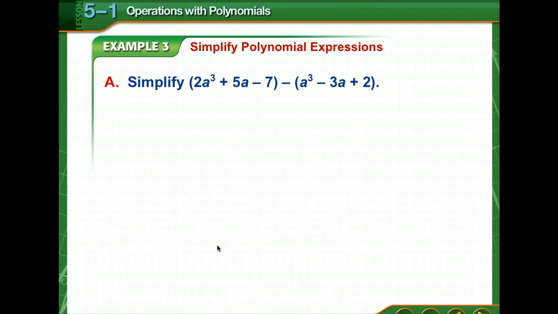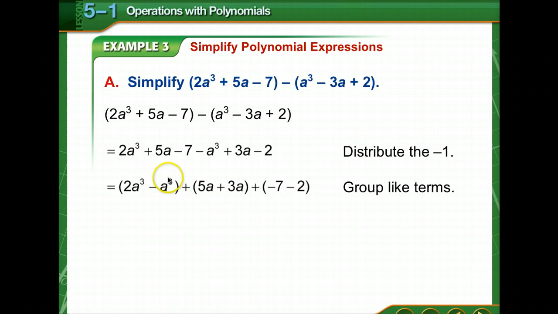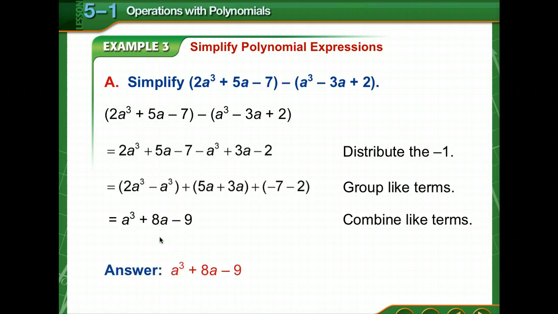You can simplify a polynomial just like you can simplify a monomial. You're going to perform the operations indicated and combine the like terms. So this one, we're going to distribute this negative 1 across the parentheses. So it's in essence going to change the sign of every term inside the parentheses. We're going to group our like terms, so a to the third together, and our constants. And then we're going to combine our like terms. So the answer here is a to the third plus 8a minus 9.